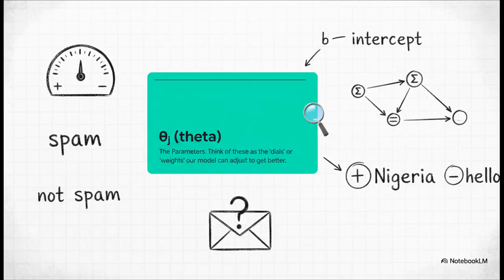First up, the theta. These are the brains of the operation. You can think of them as the model's knowledge. For example, if the theta for the word Nigeria ends up being a big positive number, it means the model has learned that word is a strong indicator of spam. If it's negative, it's learned that word probably means it's not spam. And we have one of these for every single feature, including that intercept x0.